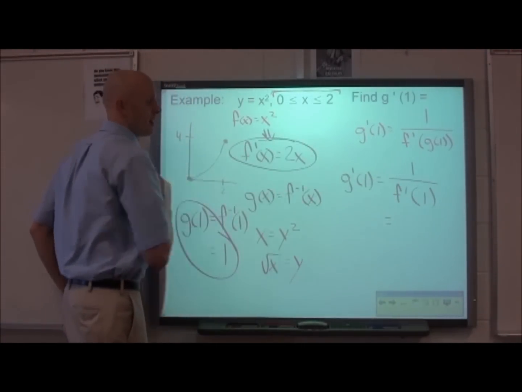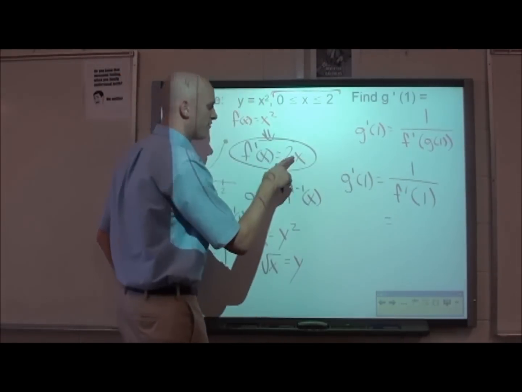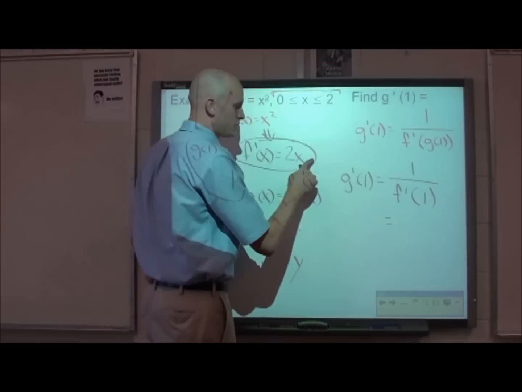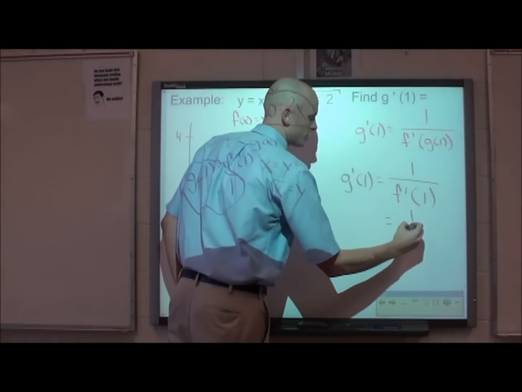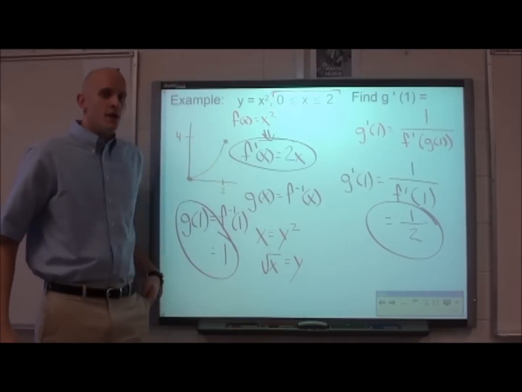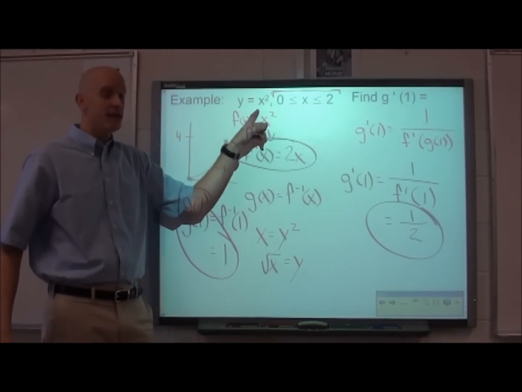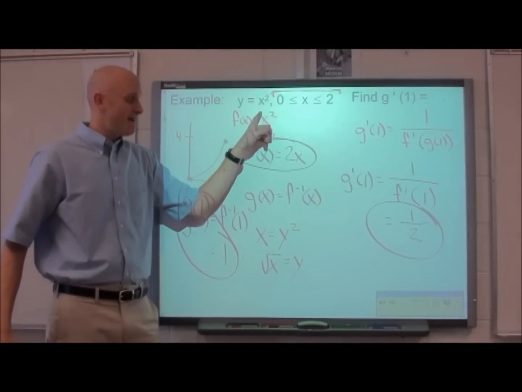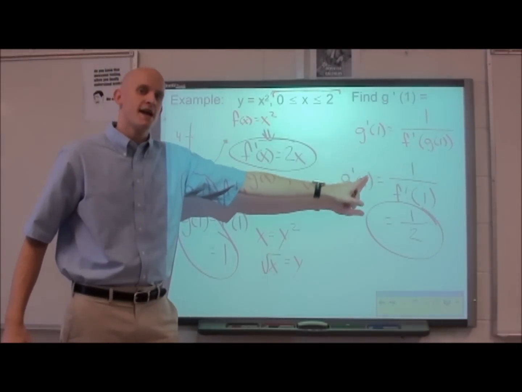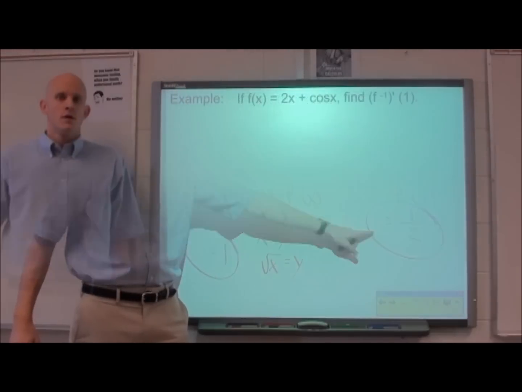We know f prime of x, so I can plug in f prime of 1, which is 2 times 1, which is 2. So it's 1 over 2. The slope of the tangent of the inverse of f of x at the point x equals 1 is 1/2.